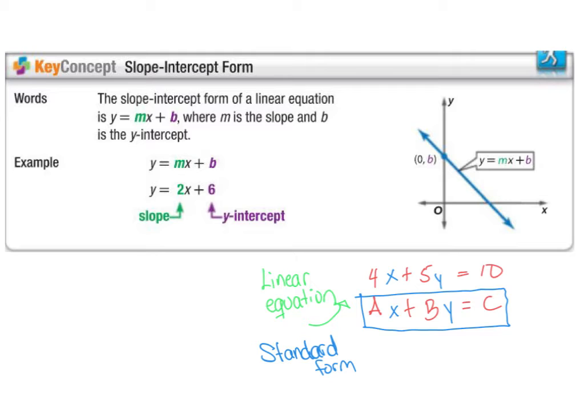Slope-intercept form is a special form of a linear equation where it is written y equals mx plus b. Your m represents the m as in slope. And your b, lowercase b, represents your y-intercept. So the m and b in this form of equation are just numbers, and y and x remain as variables.